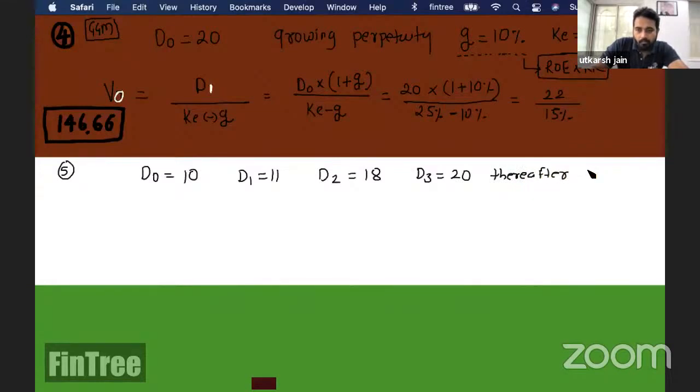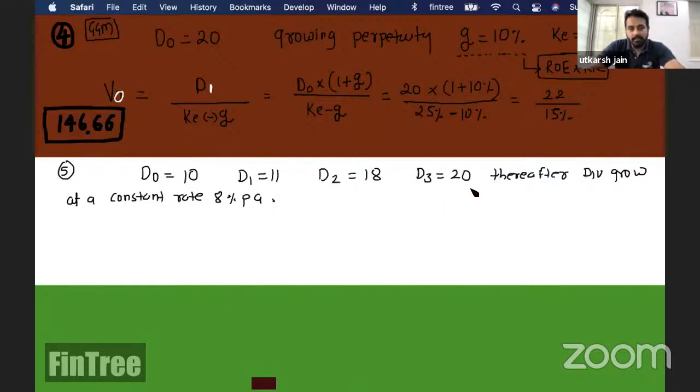the dividend will grow at a constant rate of, let's say, 8% per annum. Thereafter dividend will grow at a constant rate of 8% per annum. Cost of equity is 25%. From this information, try and calculate the value of the stock.